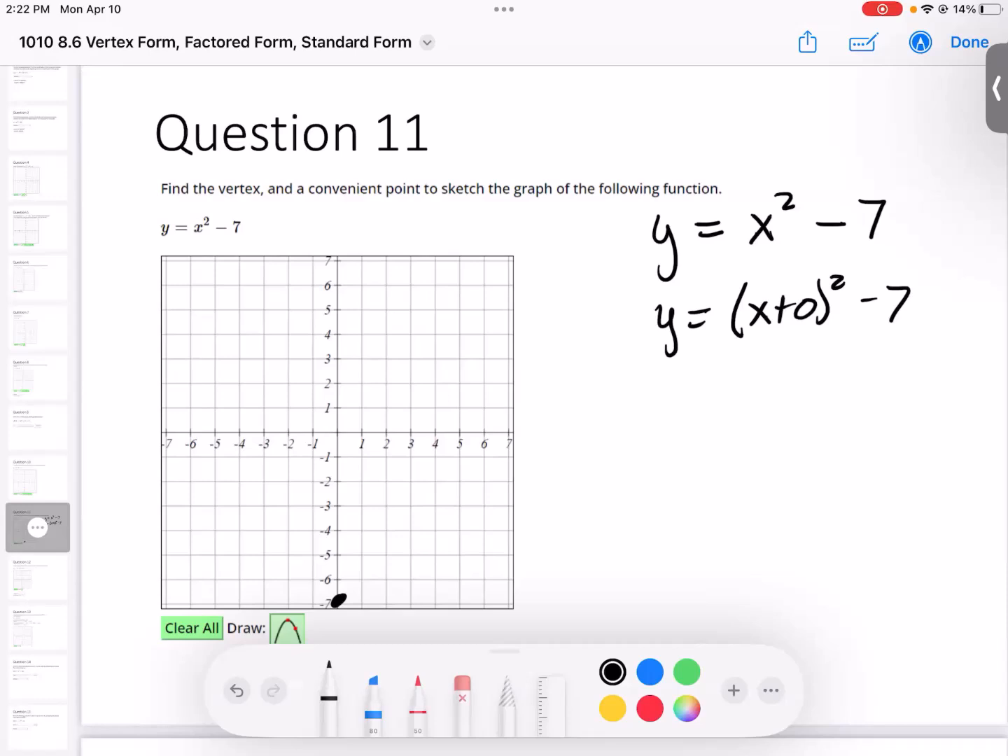I might choose to plug in like 1 or something like that. If x equals 1, then y is going to have to be -6, because 1 squared is 1, minus 7 will give you -6. And that gives you this point right here, which tells us that the parabola is going to look kind of like that. So that's the form.